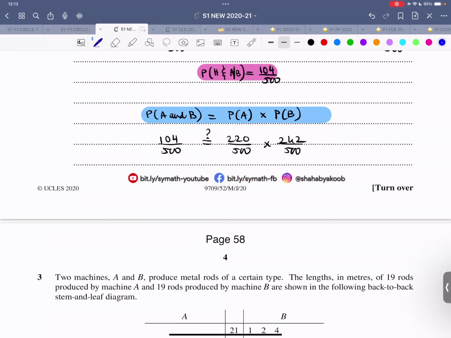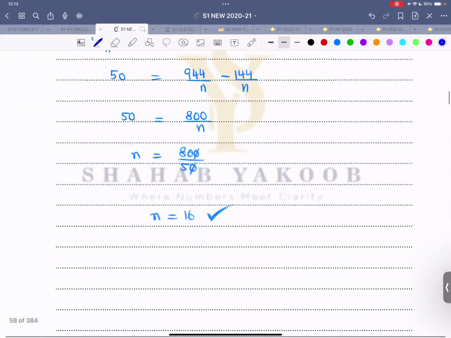Let me write down the value. This comes out to be 0.208. This multiplication is coming out to be 0.21296. It's close by, it's not equal. Therefore, the verdict is the two events are not independent. So the two events are not independent, and that finishes this question number 2.